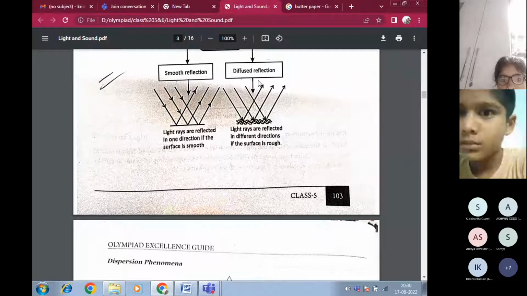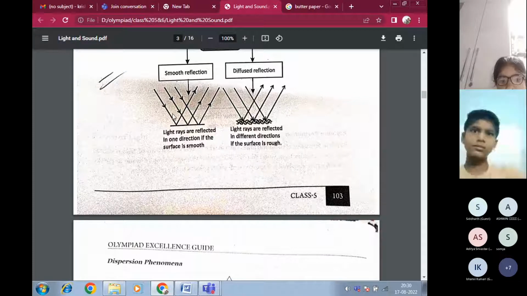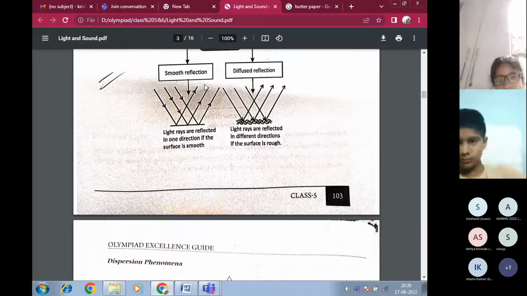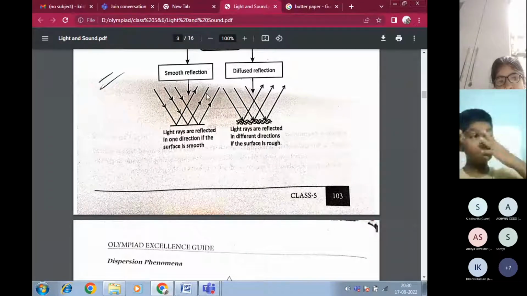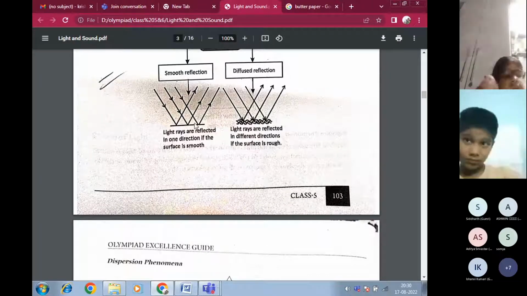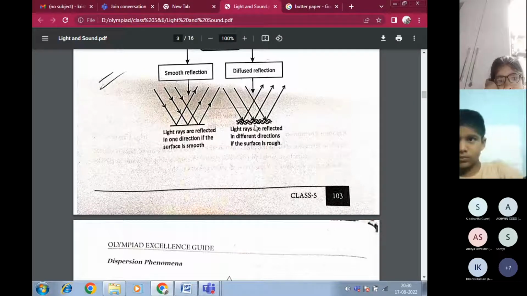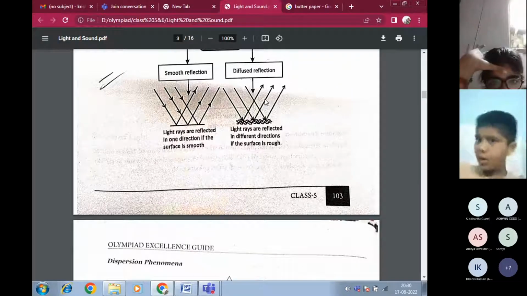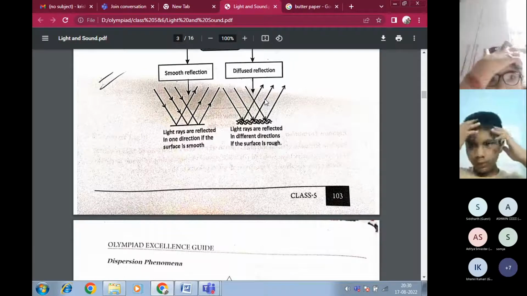Smooth reflection, diffuse reflection. So you can see these are the light rays falling on the surface, and they bounce back in one direction. You can see here one ray falling and going in another direction. Here the surface is flat, neat, smooth. But here the surface is not flat, neat, smooth. On this kind of surface, the light rays will reflect in different directions, not in one direction.